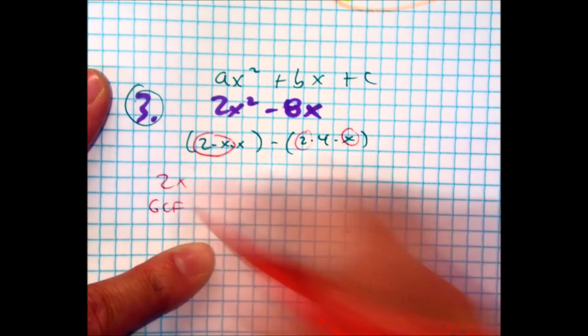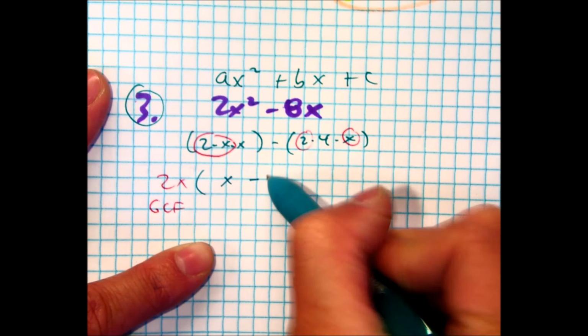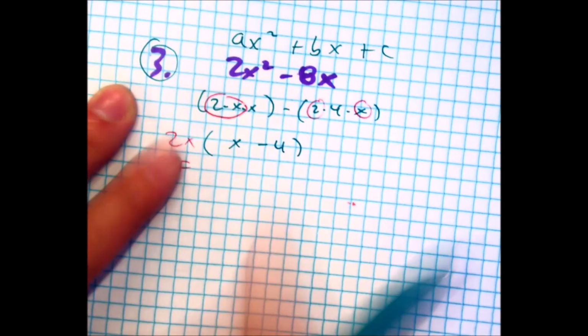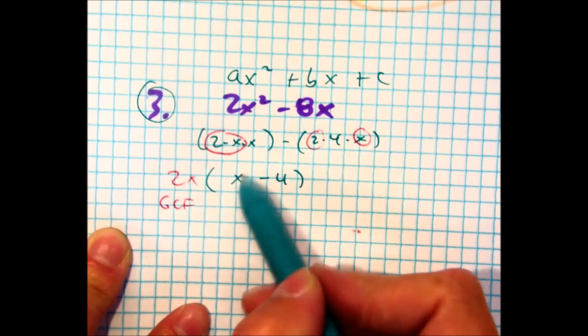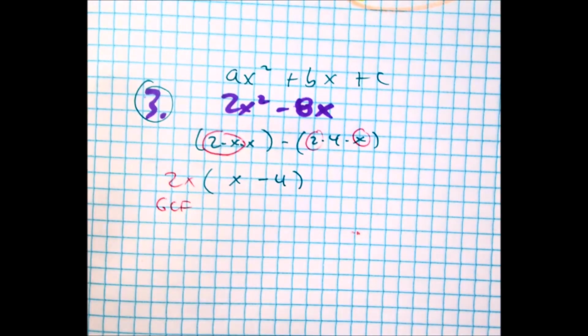That is my GCF. What's left, class? I can't factor that anymore because it's not the power of 2. So I just stopped there. That's it. This problem was just the greatest common factor problem.